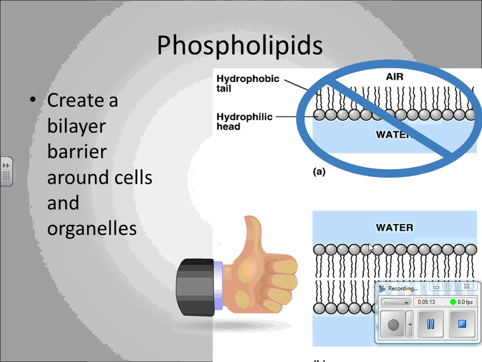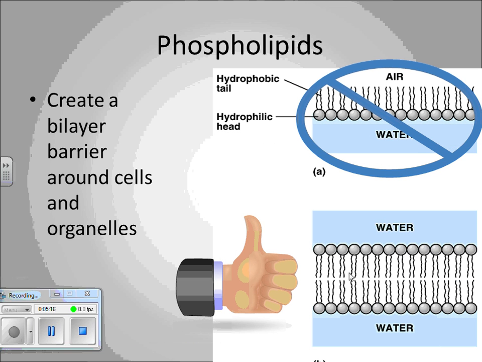And it looks like this. I'm going to move the recording sign just again. You have a double layer, phospholipids on top, phospholipids on the bottom. This is the outside of the cell. This is the inside of the cell. It keeps water in and it keeps water out.